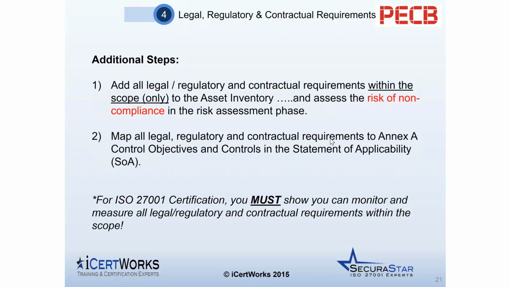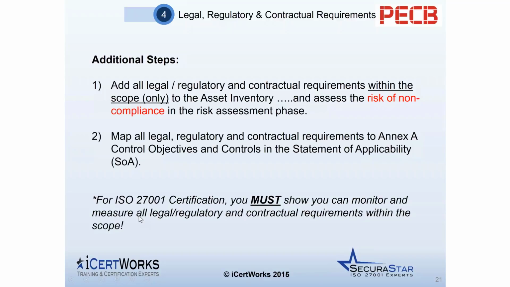We must map all legal regulatory requirements to Annex A requirements, and also include these in the statement of applicability. So in your statement of applicability, as to which of the 114 Annex A controls apply to us, we need to say these specific controls apply to us because of legal, regulatory, or contractual requirements. For ISO 27001 certification, you must show that you can monitor and measure these. We already talked about that.